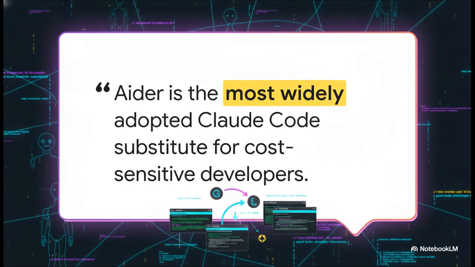But if you're chasing the absolute closest match to Claude Code's terminal vibe with ultimate flexibility, you've got to look at Aider. The data shows it's the most widely adopted substitute for a reason. Its maturity is just unmatched. The best feature? The ability to swap model providers with a single flag. Literally, you can use GPT-5 for a complex architectural change and then seamlessly swap over to a local, free model for standard boilerplate, all in the exact same terminal session.